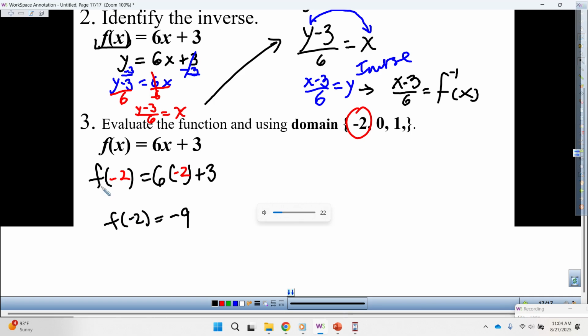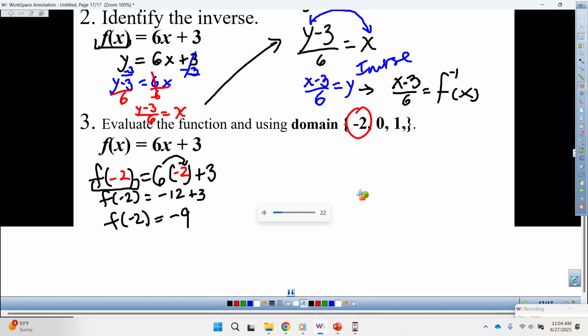That is correct. So this one stays the same. And then we work on the right side. What is 6 times negative 2? Negative 12. Bring down the plus 3. What is negative 12 plus 3? That's negative 9. That is correct. Fine. Jaime from the corner. Let's go. All right. Next.